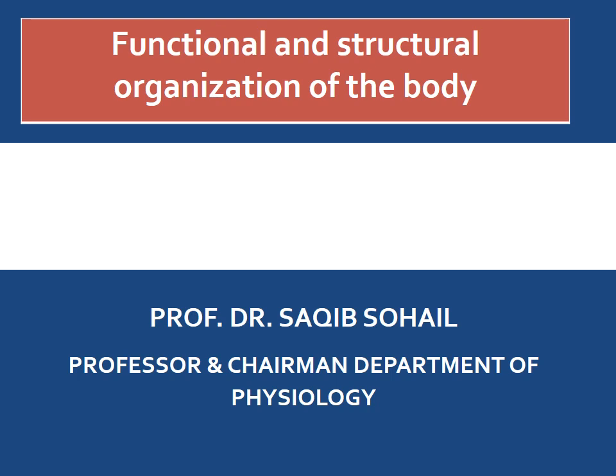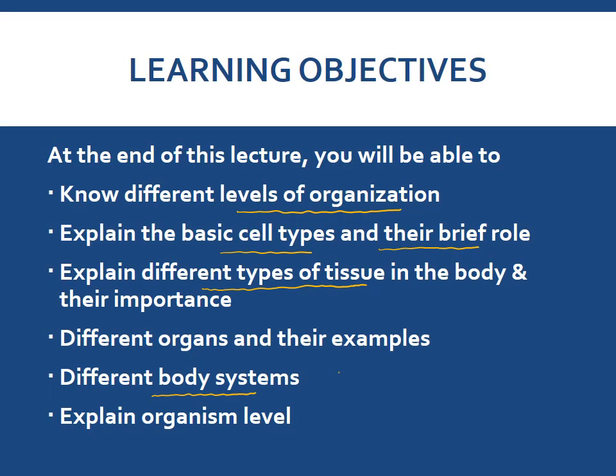So Bismillahirrahmanirrahim. We are starting your second lecture, which is about the functional and structural organization of the body. At the end of this lecture, you will be able to know the different levels of organization of the body. You will be able to explain the basic cell types and their brief role. You will also be able to explain the different types of tissues in the body and their importance, different organs and their examples, different body systems, and you will be able to explain at the end what the organism level is and how the organism functions.